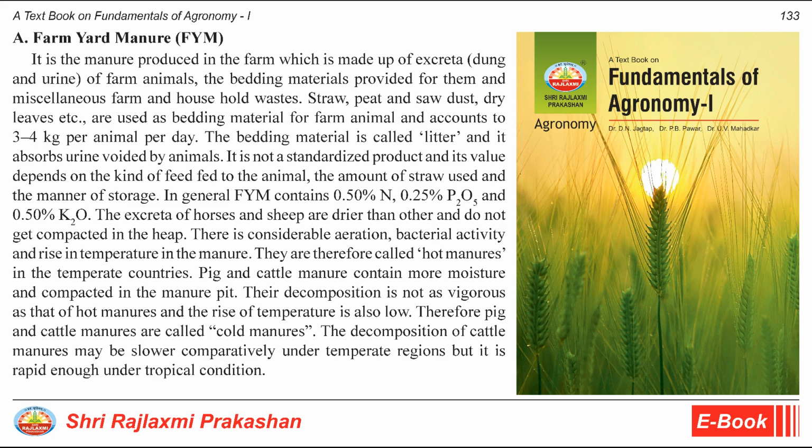The excreta of horses and sheep are drier than others and do not get compacted in the heap. There is considerable aeration, bacterial activity and rise in temperature in the manure. They are therefore called hot manures in the temperate countries. Pig and cattle manure contain more moisture and are compacted in the manure pit. Their decomposition is not as vigorous as that of hot manures and the rise of temperature is also low. Therefore, pig and cattle manures are called cold manures. The decomposition of cattle manures may be comparatively slower under temperate regions, but it is rapid enough under tropical conditions.